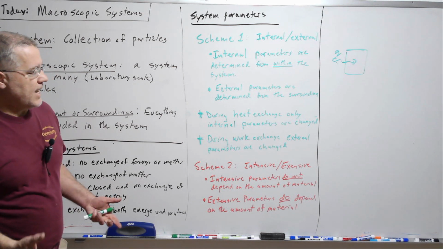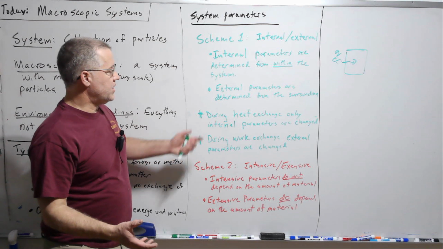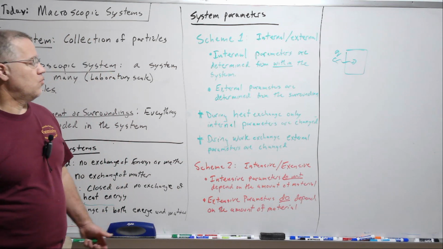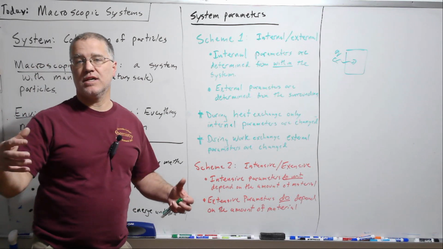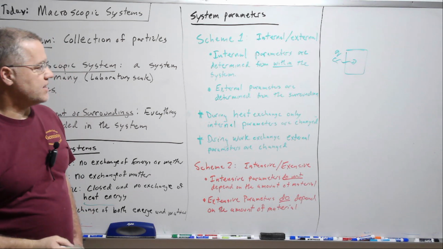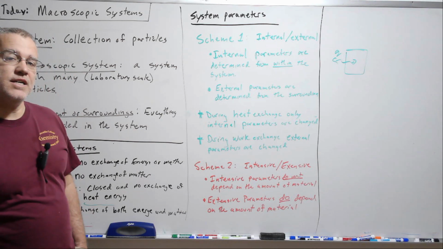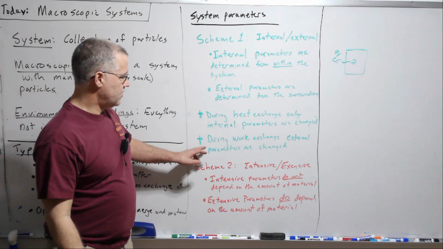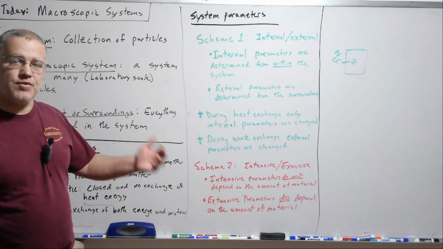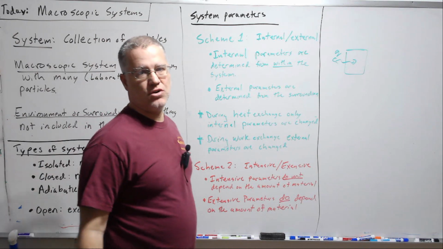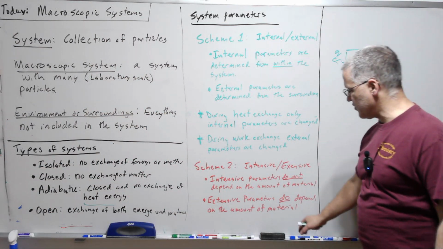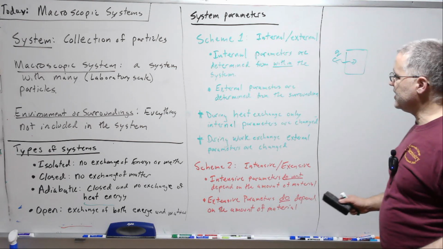Now that's changing only the internal parameters. If we have a case where, say, we are doing some work to charge the capacitor that we talked about last time, then we are changing an external field and we're changing some external parameters as well. In a general process, both of these can change. So if we do some work, we can also exchange some heat as well. So internal and external parameters can certainly change simultaneously.